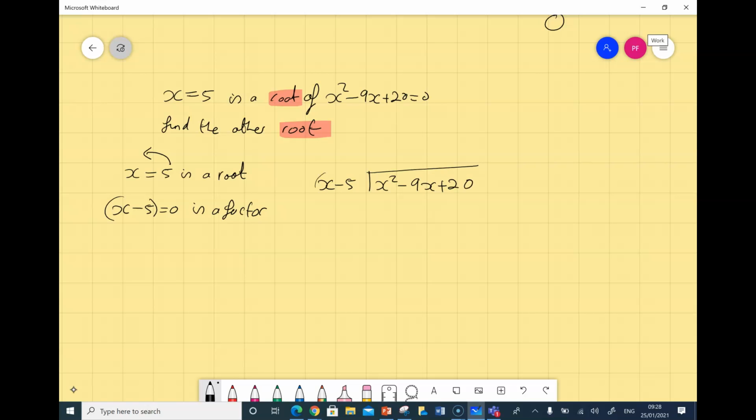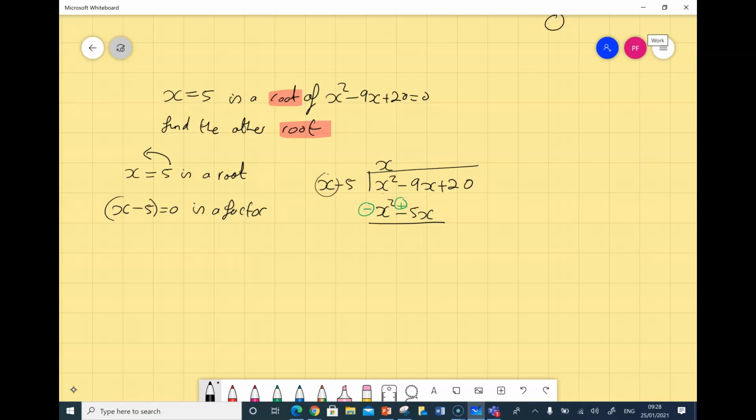So, what do I multiply x by to get x squared? I multiply it by x. Then I multiply back down. x times x, x squared. Those should always match. x times minus 5, minus 5x. Lovely. Now what I'm going to do is I'm going to subtract my bottom line from my top line. No harm in just writing in, changing the signs, and it stops you just making a silly error. But all you're doing is subtracting the bottom line from the top.